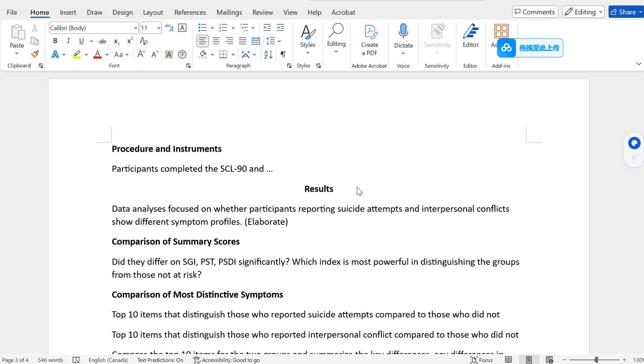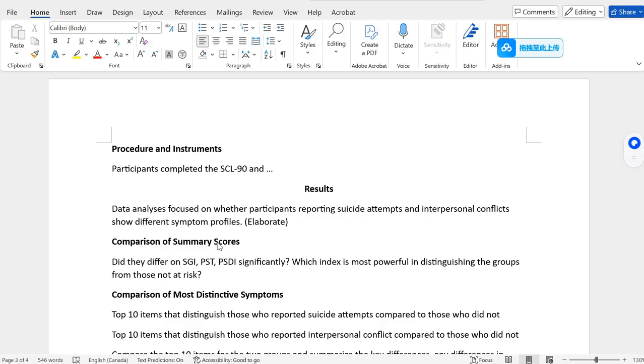Now we are ready to write the results section. The results section focuses on two groups. The data analysis focuses on two groups. We created these two groups. One group were those people who reported suicide attempts. Another group were those people who reported having interpersonal conflict. We want to compare their symptom profiles. You have to elaborate on this a little bit.